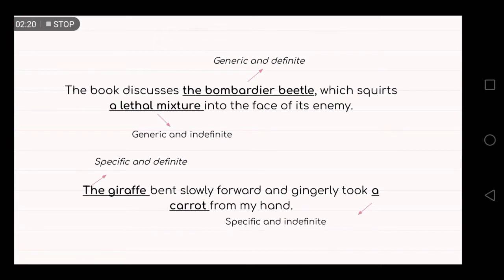Same goes for the other example. The giraffe is specific and definite. A carrot is still specific, but it's now indefinite. So through this, we can say that the two contrasts differ from each other, because generic and specific expressions don't depend on the articles used.